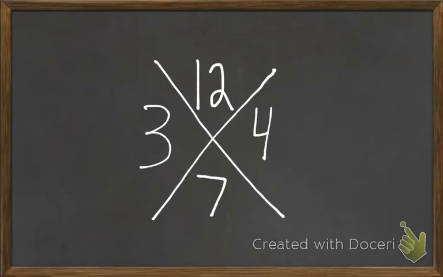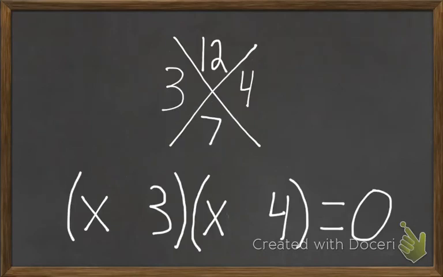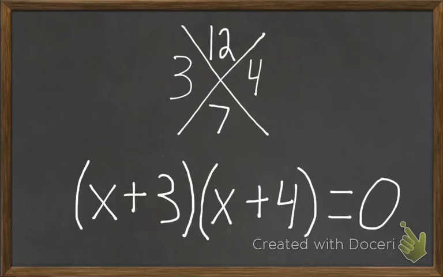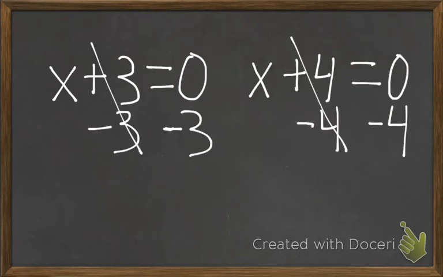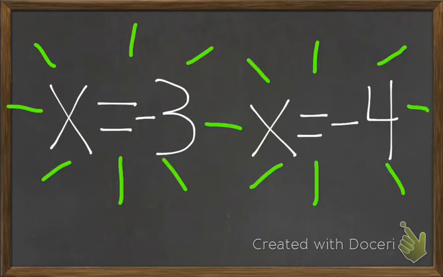Now that we have these numbers, we can insert them into the parentheses from before, like so. Since they are both positive numbers, an addition sign is placed between each x and number. Now, just like last time, set both factored phrases equal to 0 and solve for x. Thus, the solution is equal to x equals negative 3 and x equals negative 4.